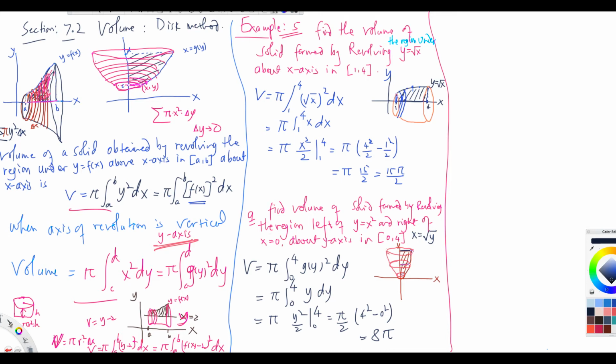Okay, in this method we are finding the volume. We are creating many disks and then adding the volume of the disks. That's why it is called the disk method. All right, so we will do many other examples here.